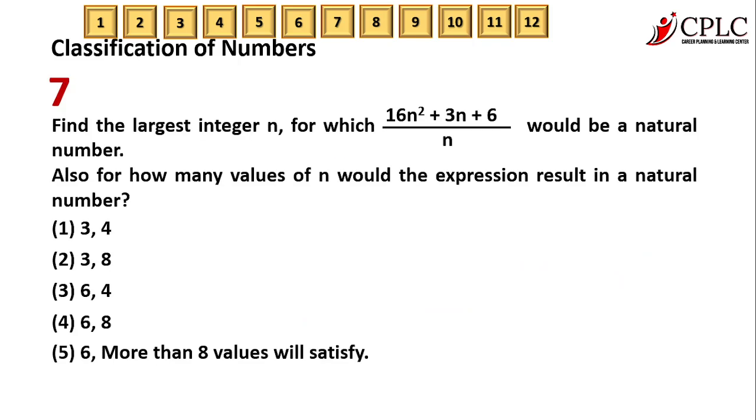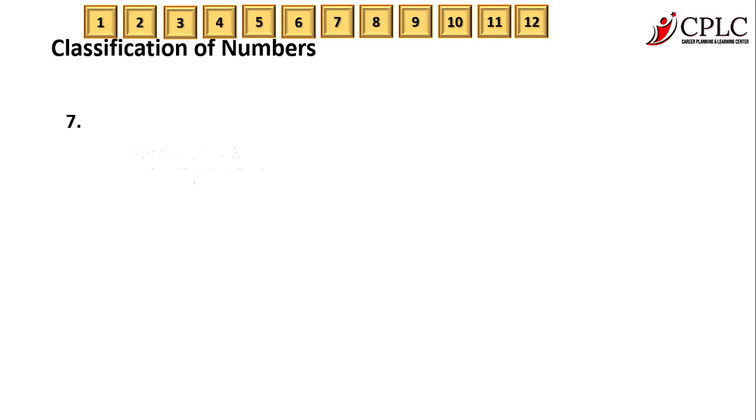Let's understand question number 7. Find the largest integer n for which this entire expression will be a natural number, and also for how many values of n this entire expression will result in a natural number. So there are two questions here that we need to find out. So this entire expression has to be a natural number.